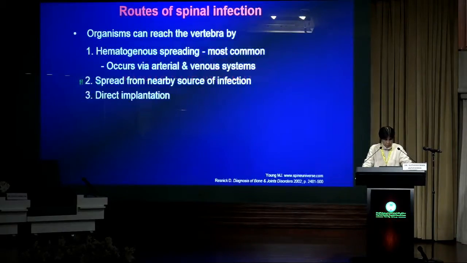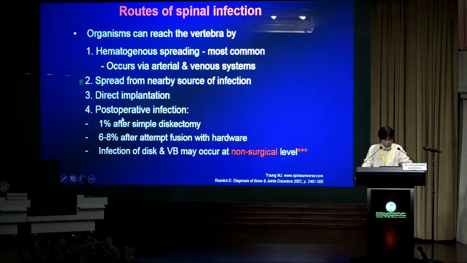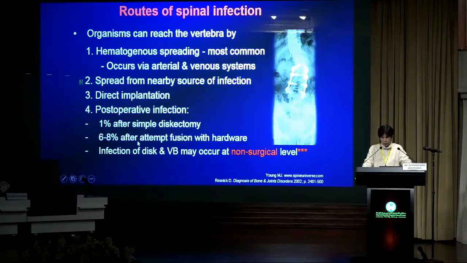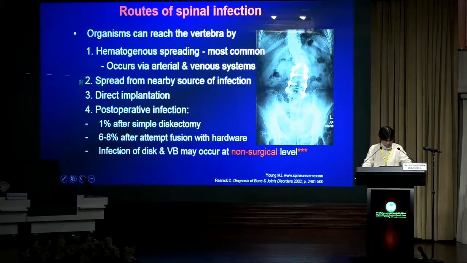Routes of infection. Organisms can reach the vertebra by first hematogenous spreading, which is the most common route, via the arterial and venous systems. Second, spreading from a nearby source of infection, such as a psoas abscess. Third, direct implantation. And fourth, post-operative infection. The prevalence is 1% after simple discectomy, 6 to 8% after fusion with hardware. As you can see in this case, infection of the disc and vertebral body may occur at a non-surgical level, which I will explain later.